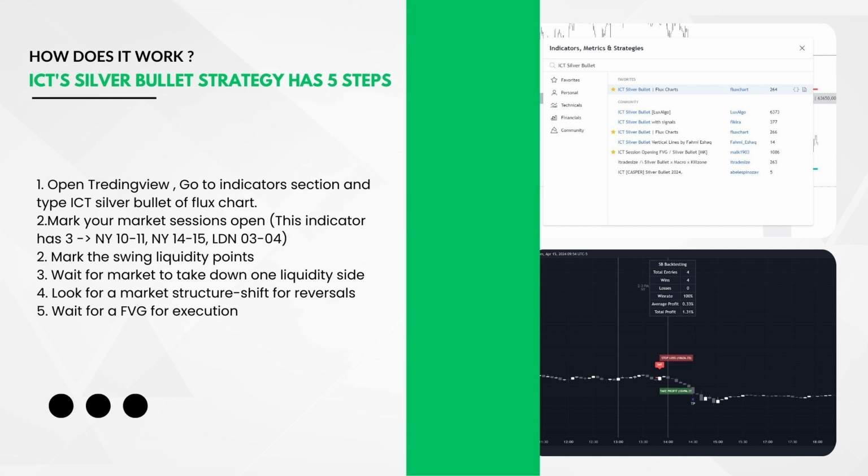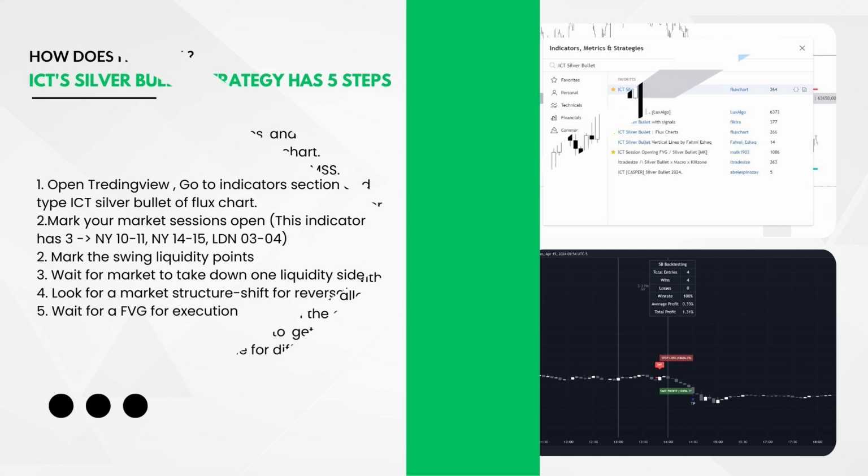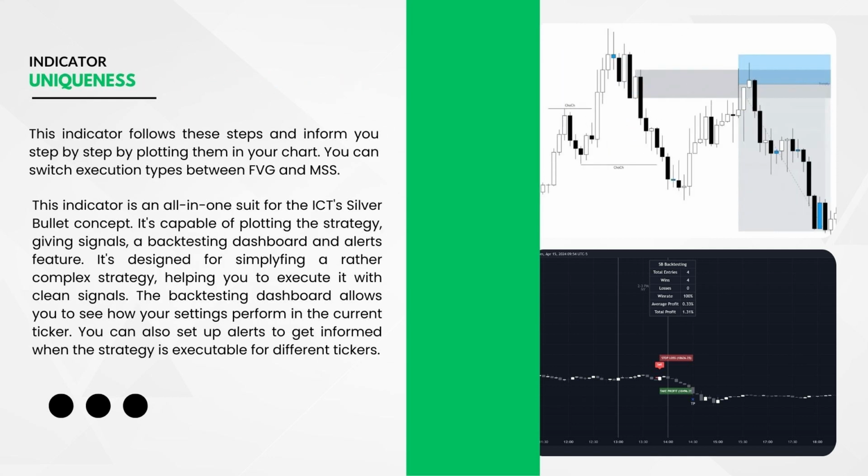Step 3. Mark the swing liquidity points. Step 4. Wait for market to take down one liquidity side. Step 5. Look for a market structure shift for reversals. Step 6. Wait for a fair value gap FVG for execution. This indicator follows these steps and informs you step by step by plotting them in your chart.